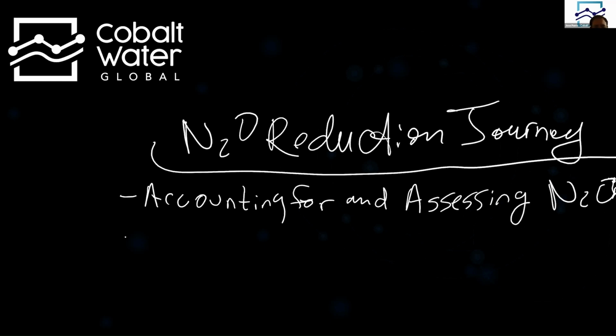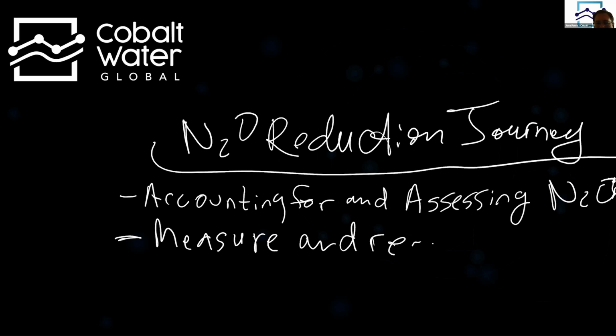So we're using our machine learning model library to account for the N2O emissions, see which sites have higher N2O emissions, and then we use the knowledge-based AI. We can start looking at the risk of N2O to see what sites have greater opportunities to reduce N2O. So once we've identified those sites, we can then go and measure and reduce N2O, which is what we're going to be covering today.